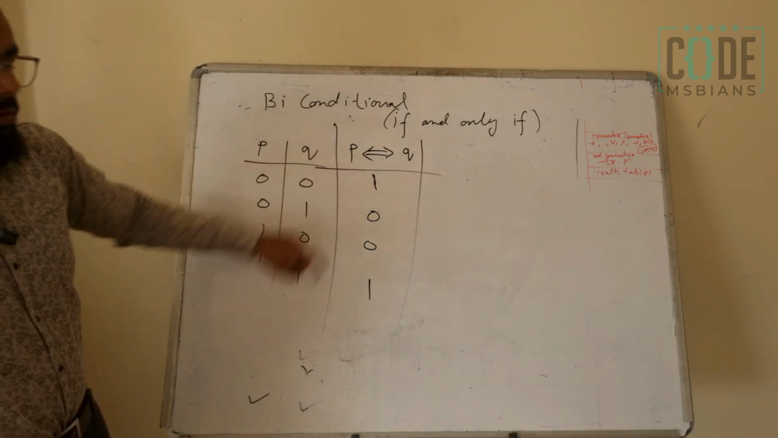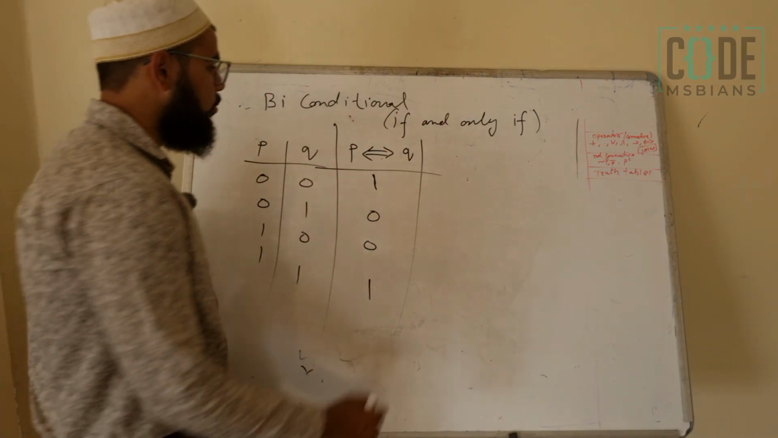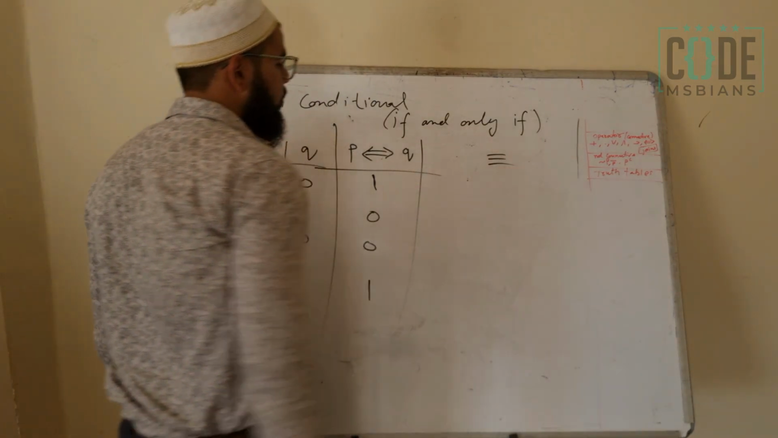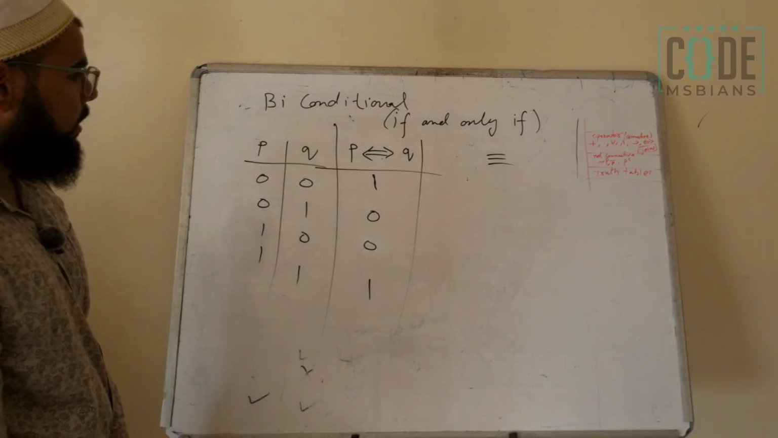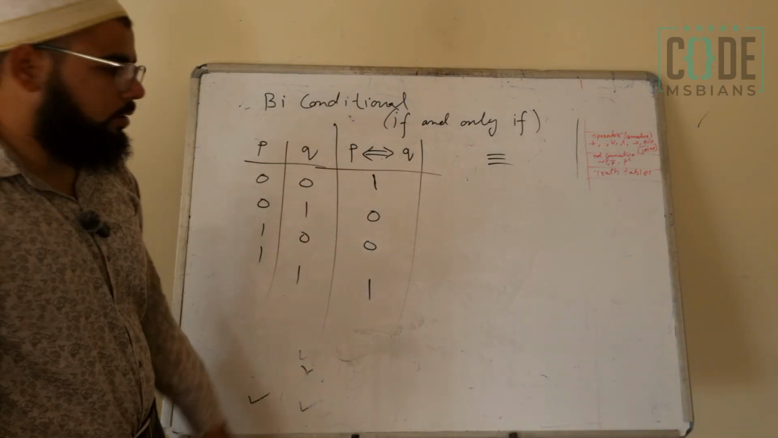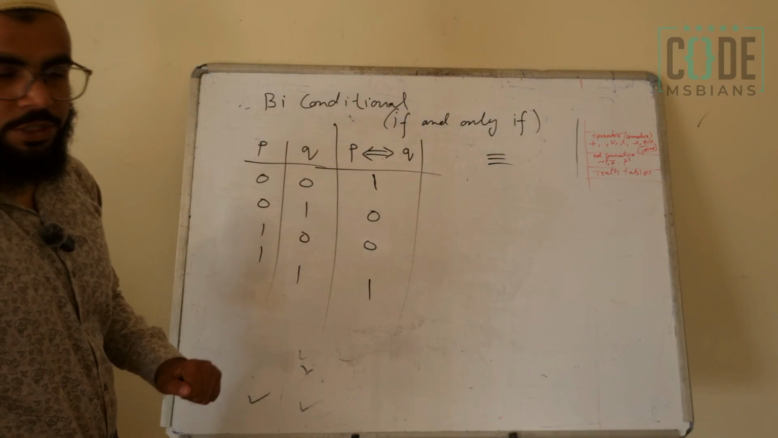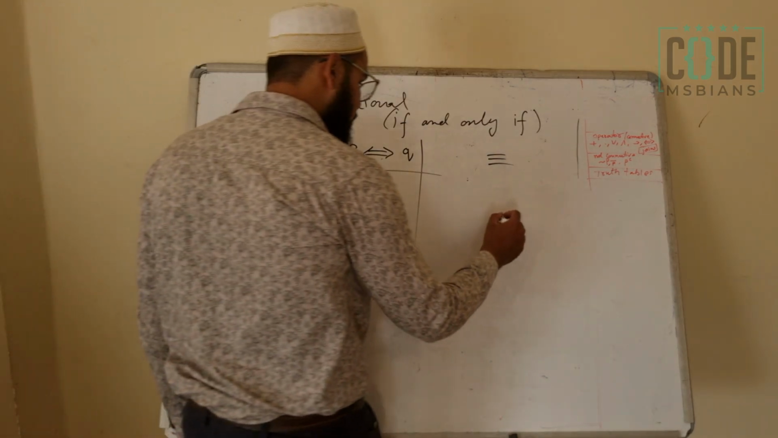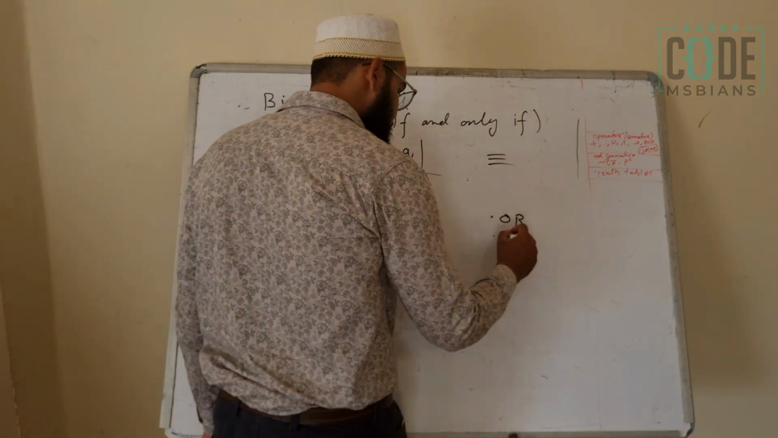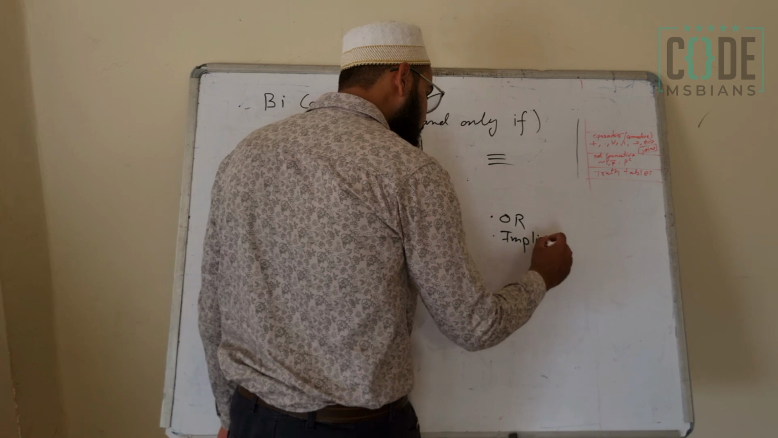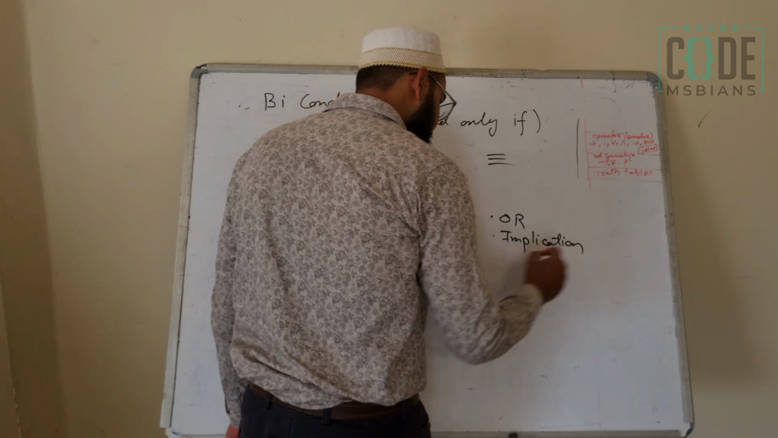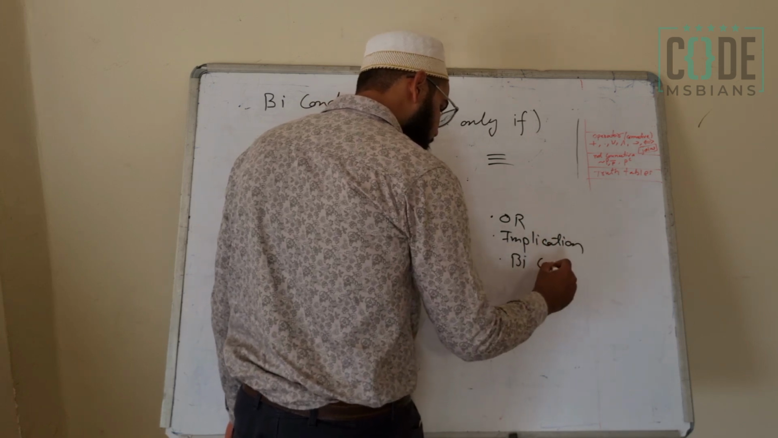Now this is one of the symbols. In some of the textbooks they also use this other symbol for bi-conditional, right? So both the symbols are used. So this is a bi-conditional. Okay. So so far we have seen OR, we have seen implication, and we have seen bi-conditional.